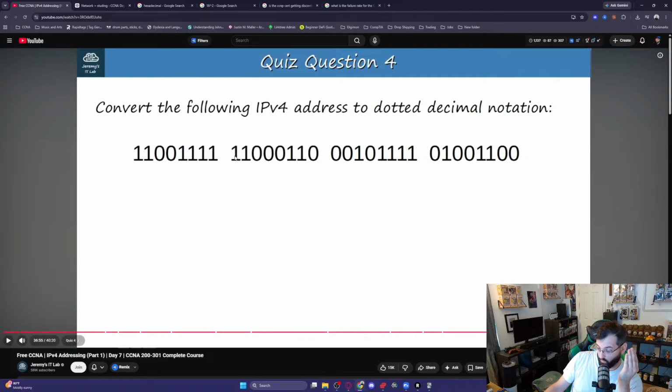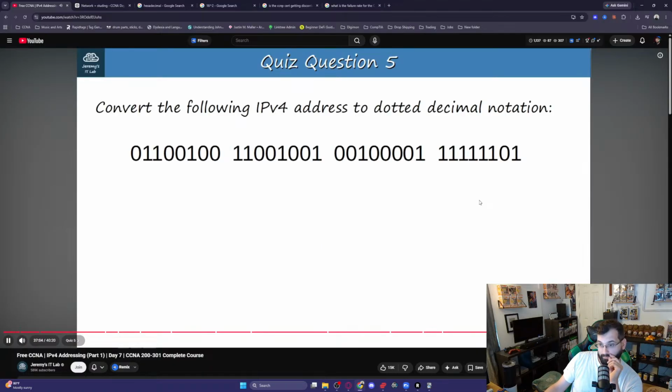Is that correct? 15 added to 32. That's 47. Yes. That's 4 and 8 is 12. 12 plus 64 is 76. The answer is 207.198.47.76. Let's go to question 5.